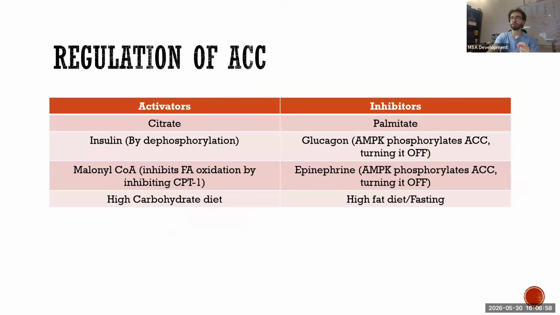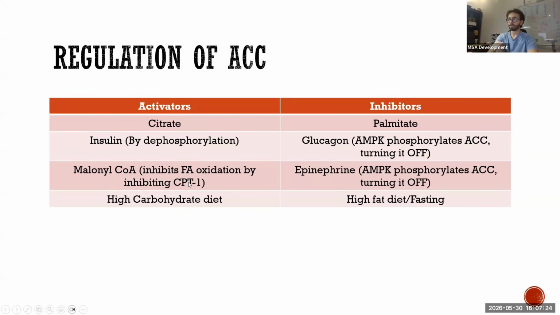And what does malonyl-CoA do? It inhibits an important enzyme in fatty acid oxidation that is called CPT1, the carnitine transporter. We're going to come to this enzyme later on. You will know it, and we will mention malonyl-CoA again. But now I want you to just remember this, that malonyl-CoA indirectly activates acetyl-CoA carboxylase. How? By inhibiting fatty acid oxidation through the inhibition of CPT1.